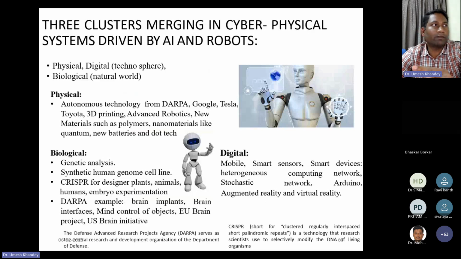So three clusters are merging in the cyber physical system driven by AI and robots, that is, physical, biological, and digital. So you can easily see what physical entities you have, what biological advancement you can have with the help of this, and the digital things you have, which ultimately give you the output in terms of product, defining the goods' quality as well as whatever service you are providing for the welfare of mankind. In that direction it has contributed well. So these three clusters merging is always involved, in the future or in the present.